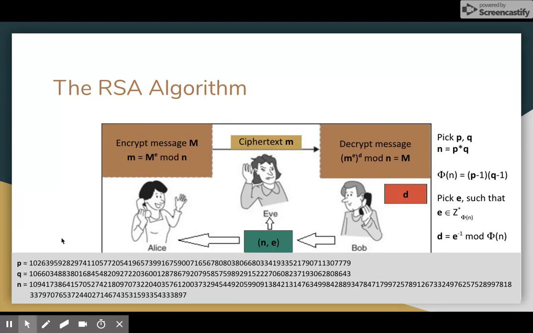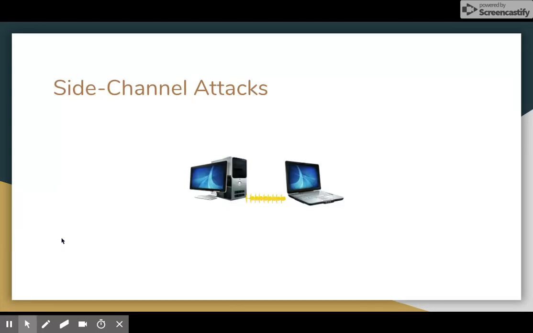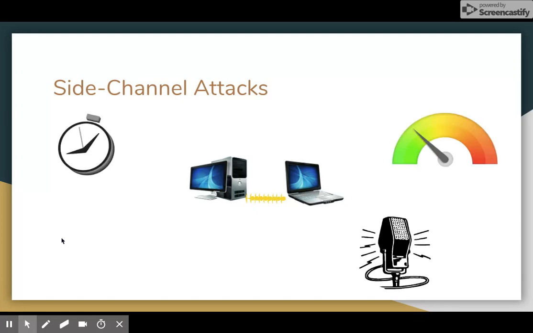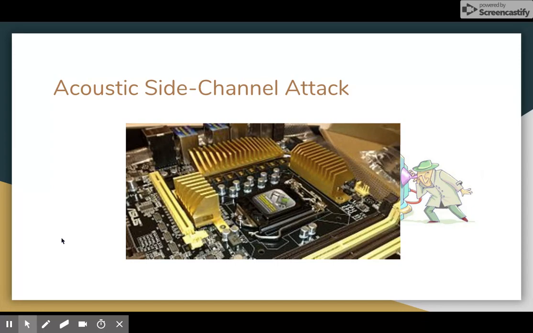So let's resort to side channels. Instead of attacking the secure algorithm, side channel attacks target the physical environment of the implementation of these algorithms. Examples include timing attacks, power monitoring attacks, acoustic attacks, and electromagnetic attacks, all of which extract information through measuring different effects from computation. We'll focus on the acoustic attack.